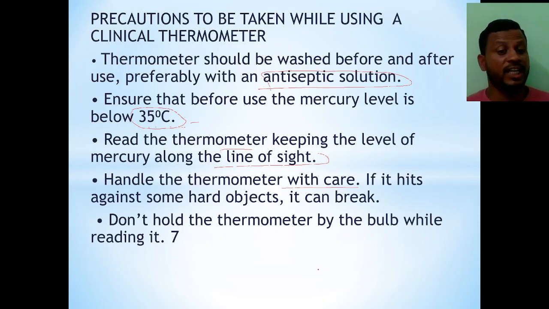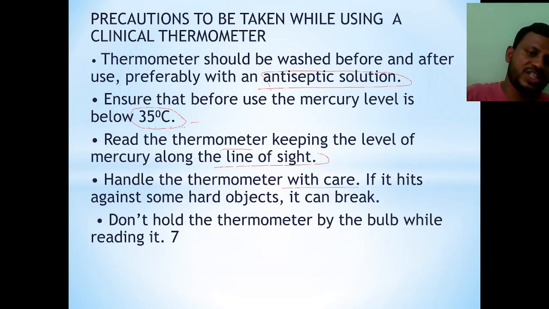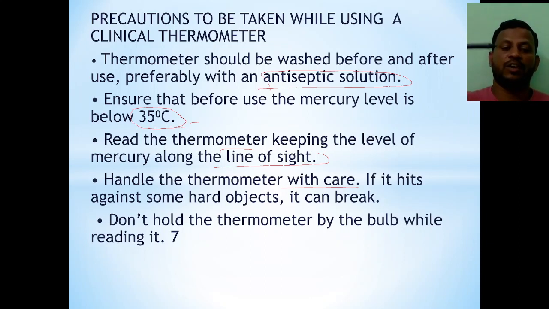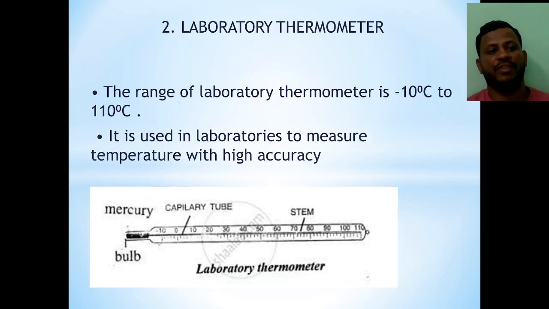If it is hit against some hard object, it can break. When you shake it, if it strikes the table or any hard object, it is going to break. Okay. Don't hold the thermometer by the bulb. You can't hold it there. We have to hold the other end of the thermometer. Okay, these are the precautions we have to follow.